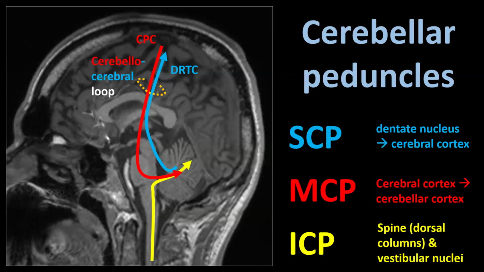Okay, and this combination of the corticopontine system, and this is called the dentato-rubrothalamic tract, but you can forget that again. It's called the cerebello-cerebral loop.